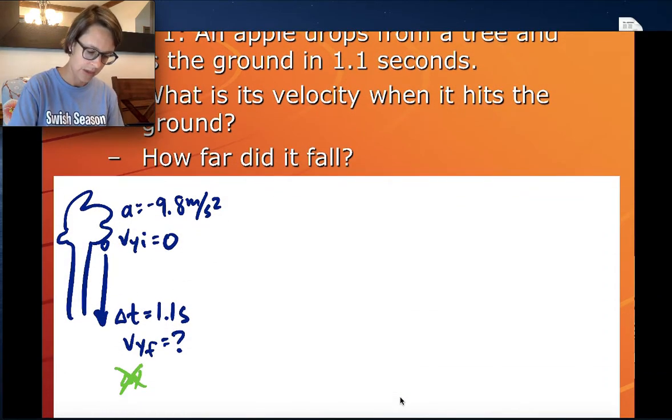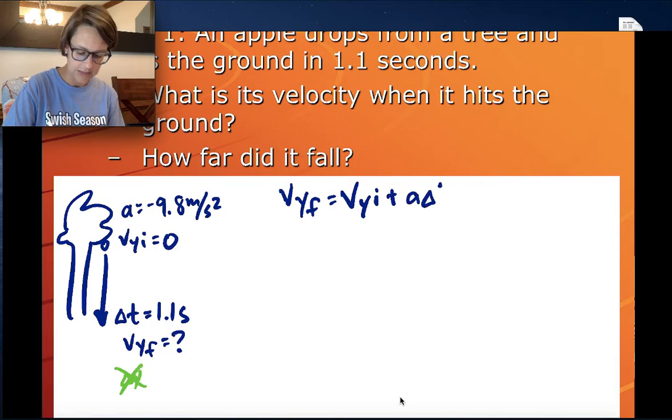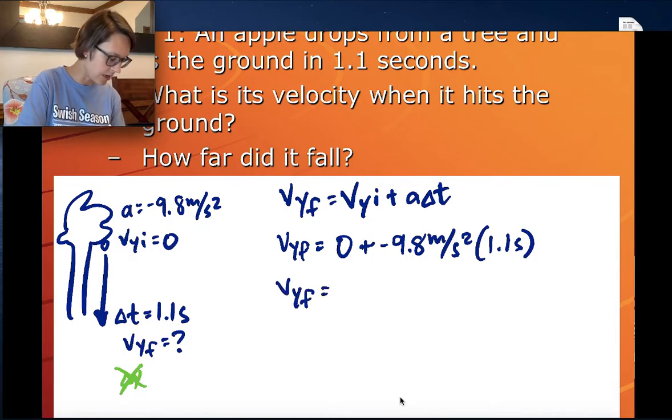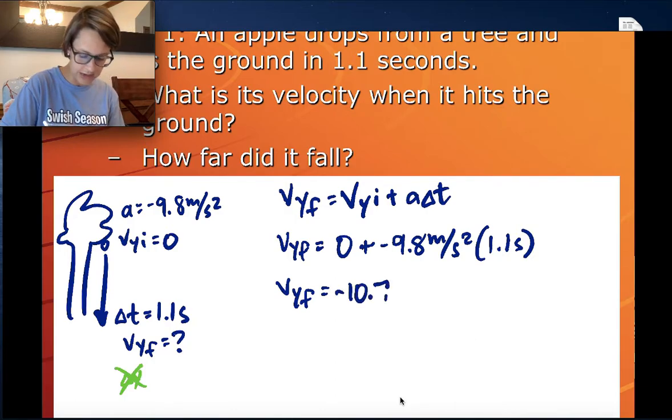Okay? So let's work that out. So we decided we were going to use VYF equals VYI plus A times T. So VYF is our question. VYI is 0. A is negative 9.8. And T was 1.1 seconds. So for solving, I'm just going to do 1.1 times negative 9.8, and I get a negative 10.78 meters per second. Okay, so before I move on, let's just think, does this answer make sense?